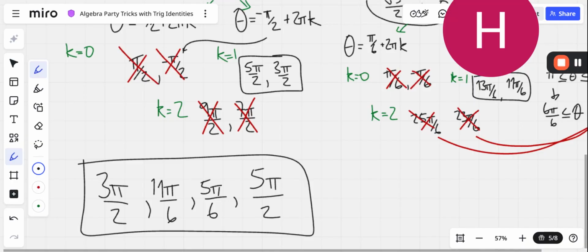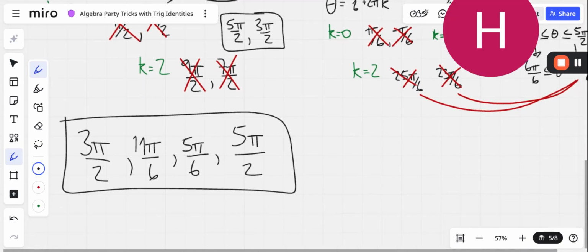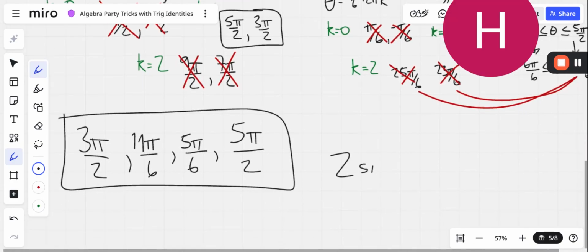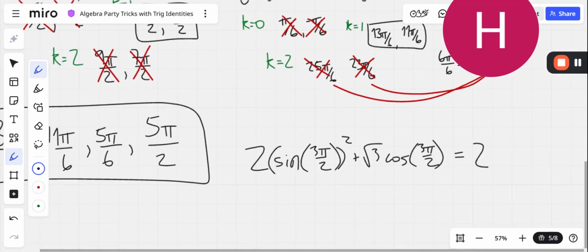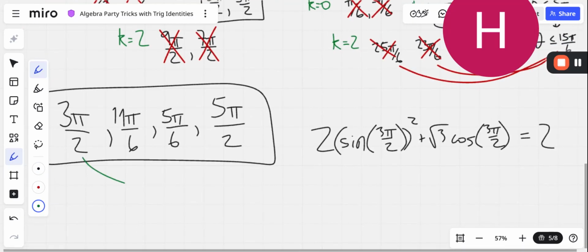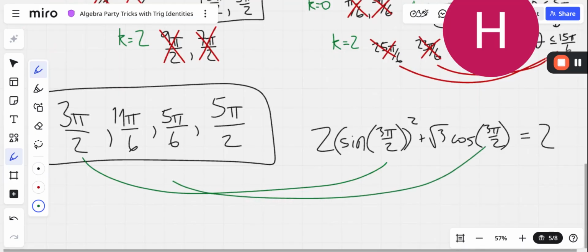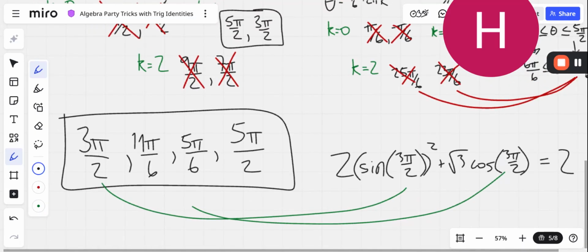And you can go back and check these answers and you'll see that they satisfy the equation. Meaning you can do 2 times sine of 3 pi over 2 squared plus rad 3 times cosine of 3 pi over 2, and this will equal 2. That will work no matter which one of these angles you want to plug in for your theta. Okay, I think this shows exactly what kinds of skills you'll need to look out for when you're solving equations.